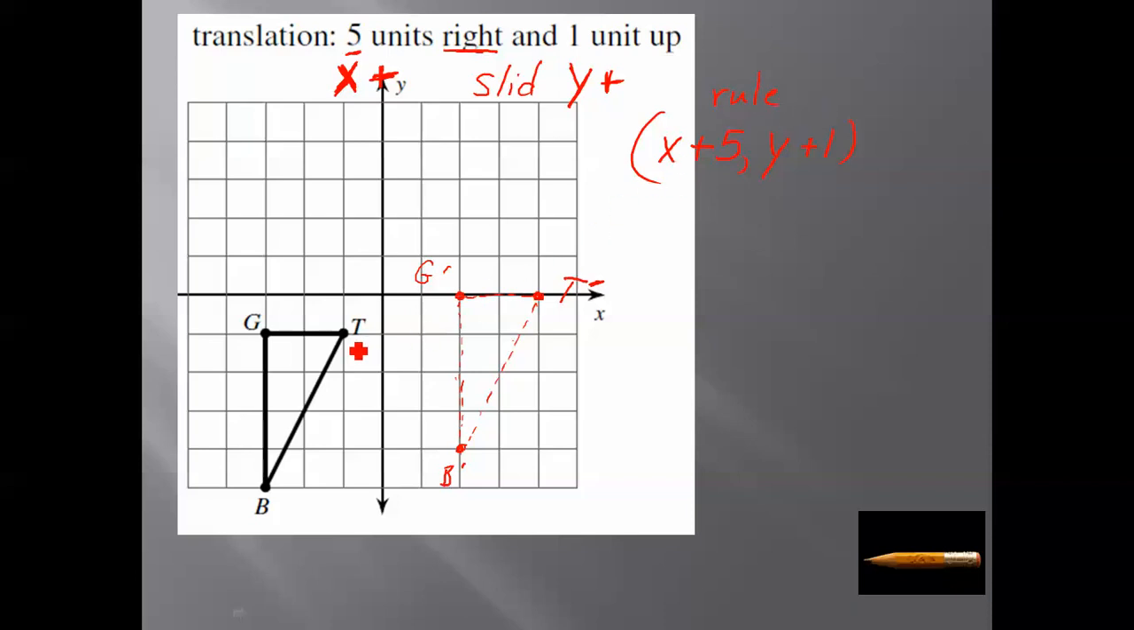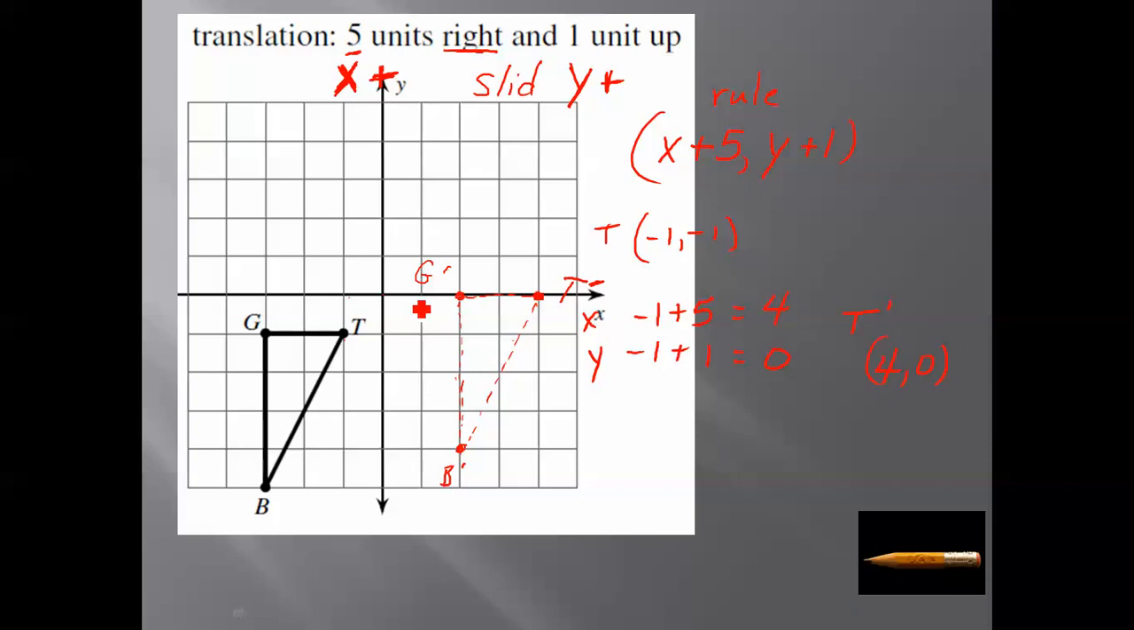Take whatever X is and add 5 to it. Take whatever Y is, add 1 to it, and that becomes your new point. So here, for example, we have the point -1, -1. That's our point T. So if I take -1 and add 5 to it, I get 4. And if I take -1 and add 1 to it, this would be my X's, this would be my Y's, then I get 0. So T prime should end up at 4, 0.